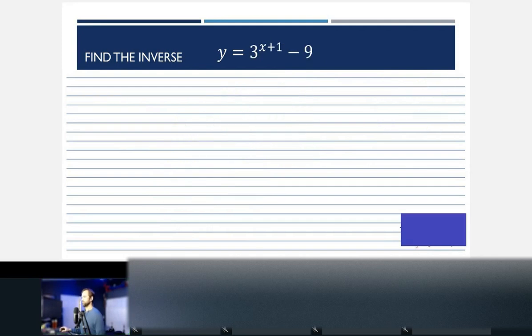Let's try another one. Let's do this one together. What's our first step? Remember, we have to switch x and y. Guys, always make sure when you find the inverse, you always switch x and y first. Once we switch x and y, now what do we do? You could do it in the same step. Yeah, add 9 to both sides.